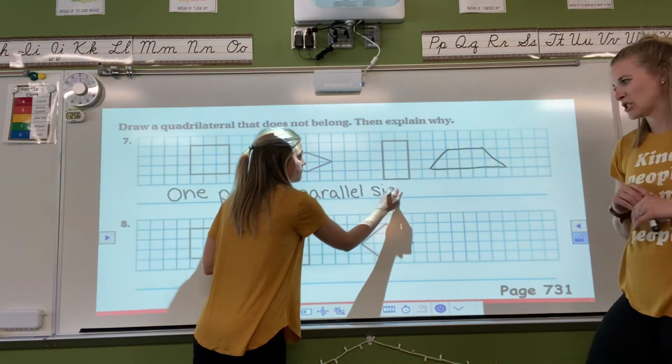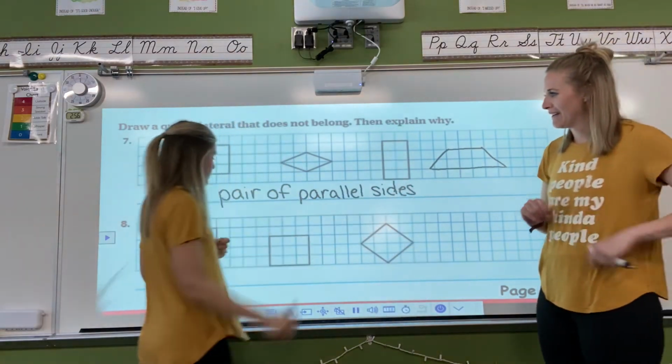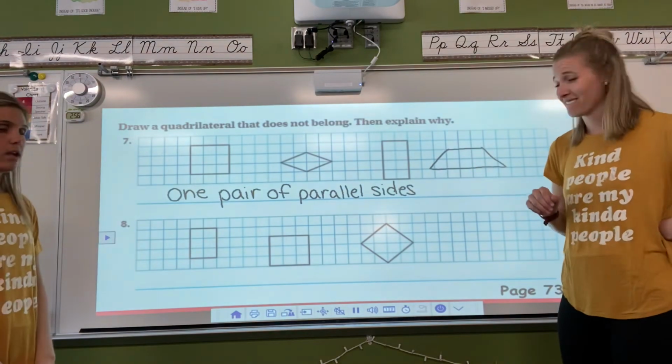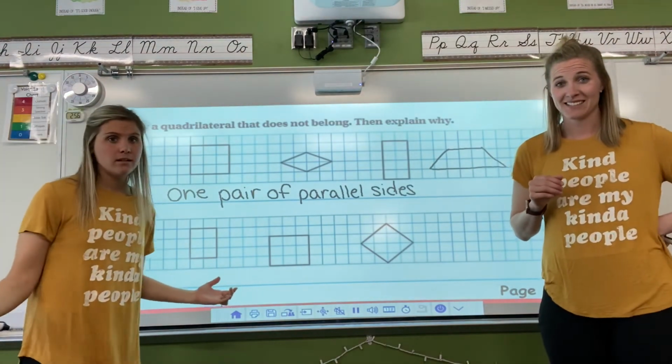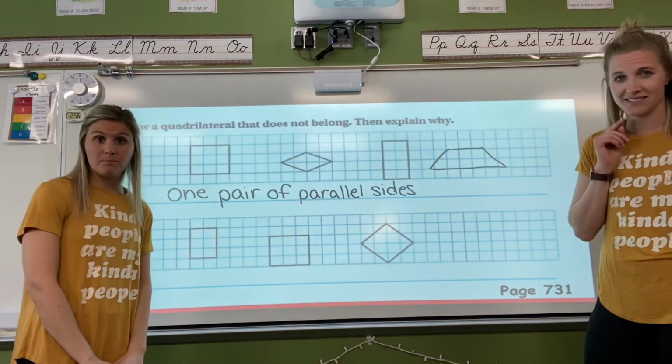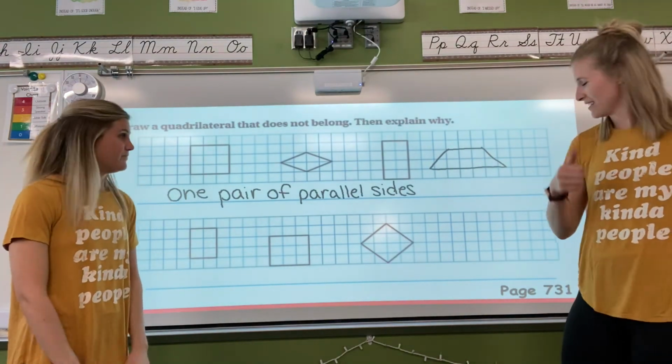What do you think? Should we make them do number 8 on their own? Yeah, so for number 8, look at those three shapes. See what they all have in common. And try and find a shape that does not belong with them. You guys got this. Yeah. You can do it.